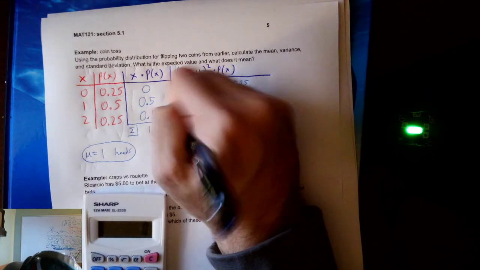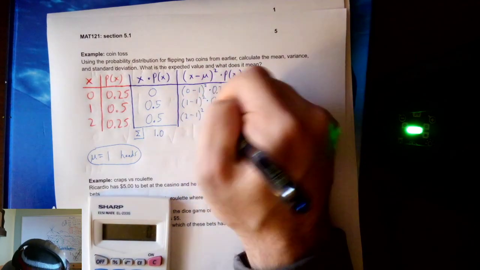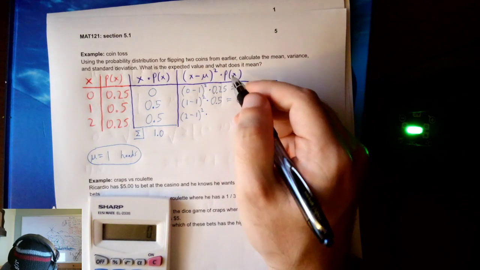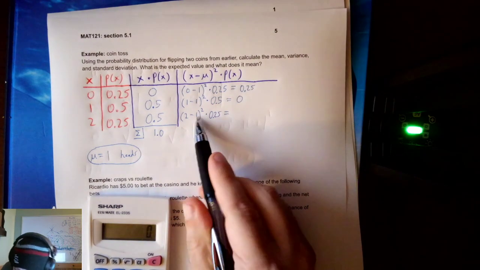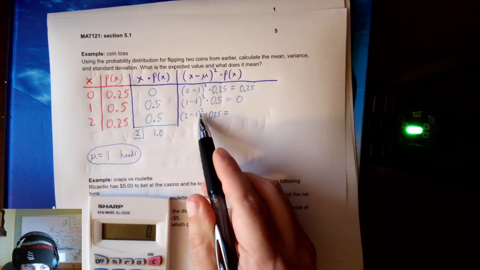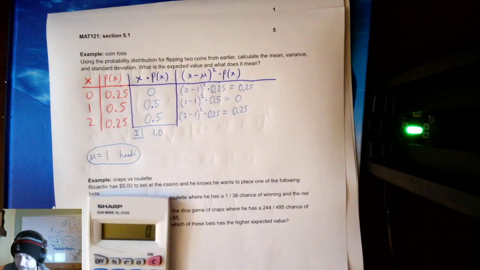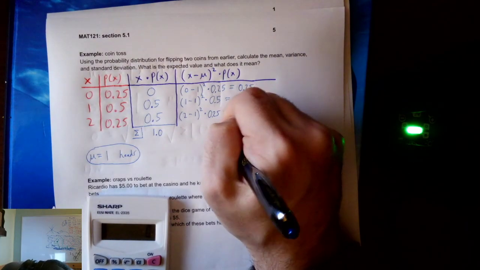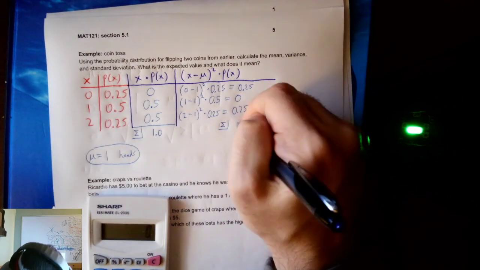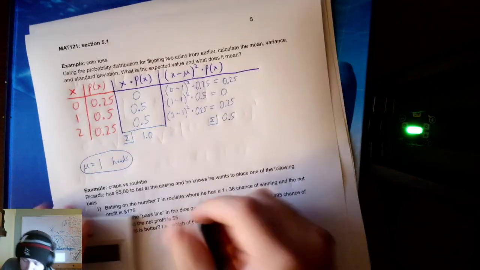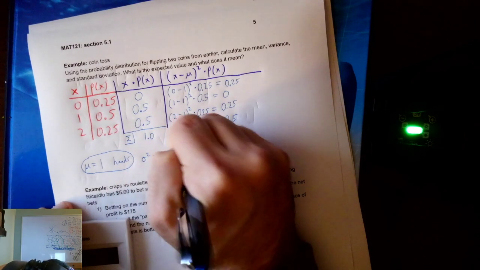And then for the last algebra, let's see, I've got 2 minus the average, which is 1. Squared times, let's see, p of x. P of x is 0.25. Let's see, 2 minus 1 is 1, right? 1 squared is 1. And then times 0.25 will give me 0.25. Now, I'm going to put a little sum symbol here because I want to add up this column as well. 1/4 plus 0 plus 1/4 is 0.5. So this tells me the variance is equal to 0.5. And we're measuring heads.